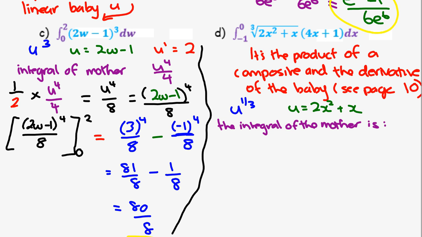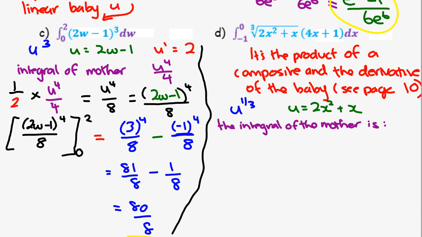So the mother is u to the power of a third, and u is 2x squared plus x. See, rather than write the cube root, we write the power. So what is the integral of the mother? 4/3. In my exam, if I write mother function, they're not going to care, right? They won't care.